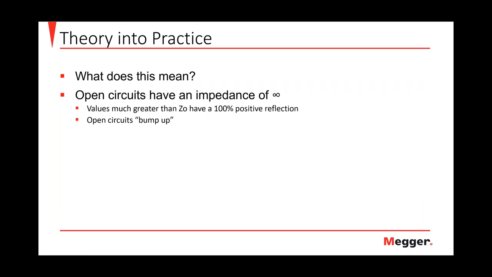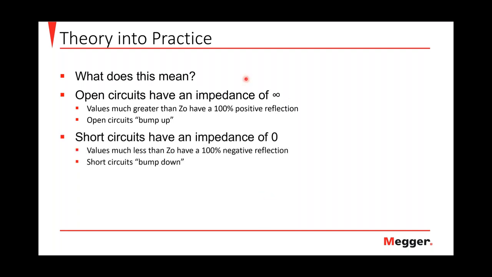Essentially, it means that open circuits are going to have infinite impedance to the unit. Anything that's greater than that Z0, we're going to end up getting 100% positive reflection pretty quick. So open circuits give us that bump up signature. If we think about it linearly, that signal is going to travel through every impedance change in that cable, whether that's damages, splices, transformers, terminations, or voids. And those reflected signals are going to be received and graphed by the TDR. And that graph that's created is essentially a map of impedance changes within that cable.